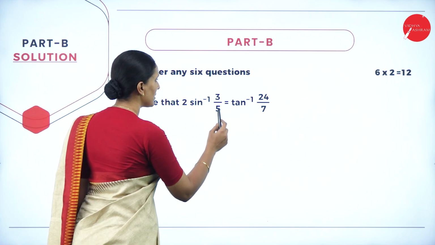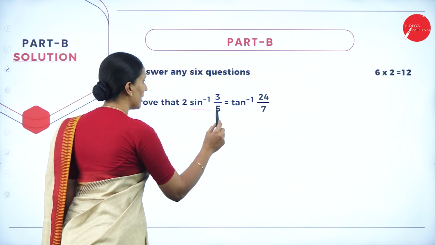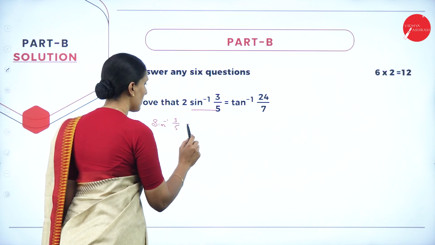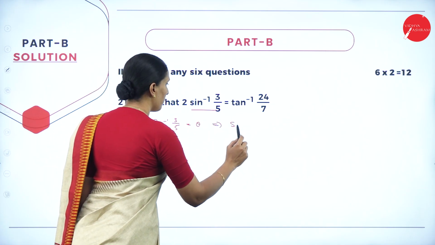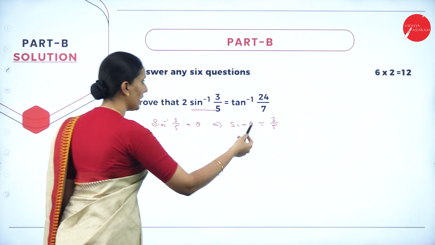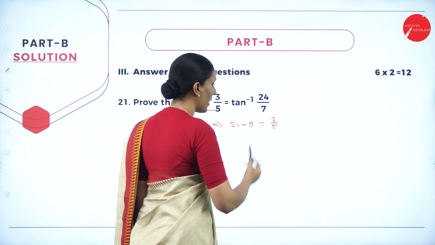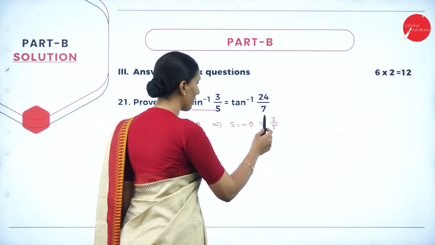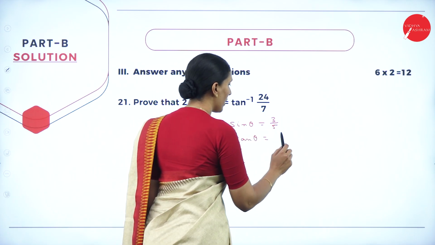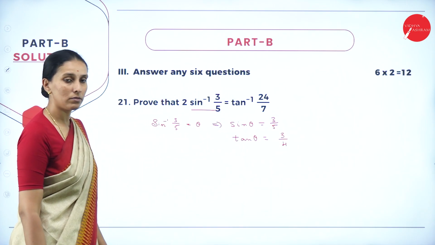We have 2 sin inverse 3 by 5 is equal to tan inverse 24 by 7. So let's take sin inverse 3 by 5 as some theta. Then we'll get sin theta is equal to 3 by 5. Since we need the RHS in the form of tan, sin theta is opposite by hypotenuse, which is 3 by 5. So using Pythagoras theorem, we get the adjacent side as 4. That is, tan theta is equal to 3 by 4.